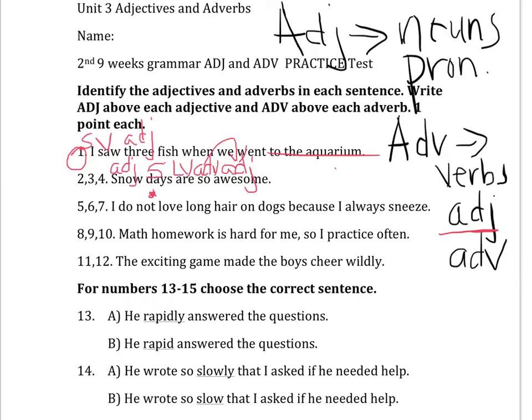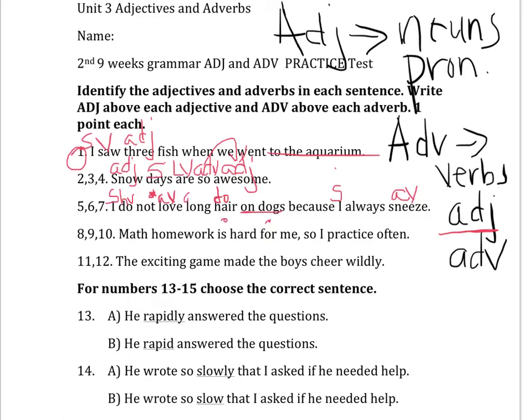The next sentence is actually 2 clauses. It's a complex sentence. In the first clause, my subject is I, helping verb do, action verb love. Long hair, hair is my direct object. On dogs is my prepositional phrase. In the next clause, my subject is I, and my action verb is sneeze. So when I am looking for adjectives, I look at dogs here as a noun, but there's no adjective describing them. Hair here is a noun, and there is an adjective describing it.